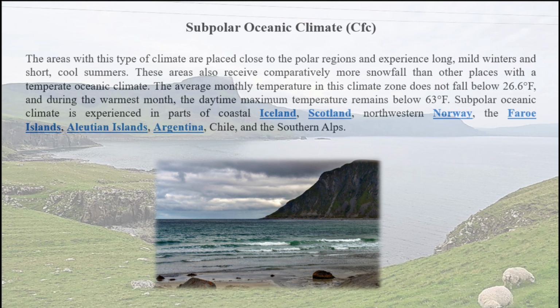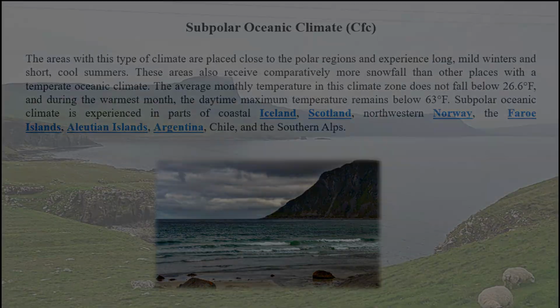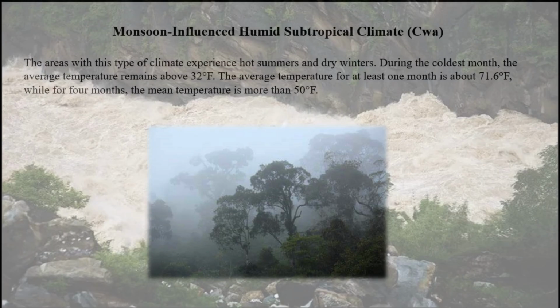Subpolar oceanic climate, CFC. The areas with this type of climate are placed close to the polar regions and experience long, mild winters and short, cool summers. These areas also receive comparatively more snowfall than other places with a temperate oceanic climate. The average monthly temperature in this climate zone does not fall below 26.6 degrees Fahrenheit, and during the warmest month, the daytime maximum temperature remains below 63 degrees Fahrenheit. Subpolar oceanic climate is experienced in parts of coastal Iceland, Scotland, northwestern Norway, the Faroe Islands, Aleutian Islands, Argentina, Chile, and the Southern Alps.